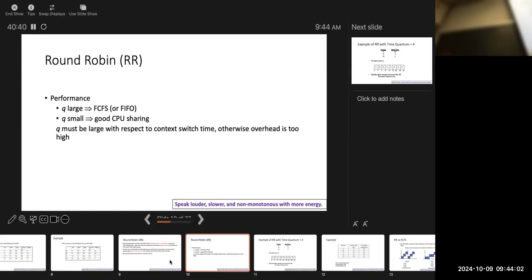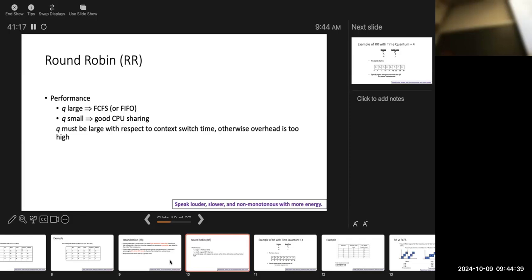You need to store all the information of the currently running process into its process control block. And for the process you are going to resume, you need to reload its information from its process control block into the relevant registers, and then that process will start executing. This takes time, which is pure overhead, because you are not doing any useful work from the perspective of process execution. You are doing some management tasks, right? So the quantum must be large with respect to context switch time, otherwise the overhead is too high.